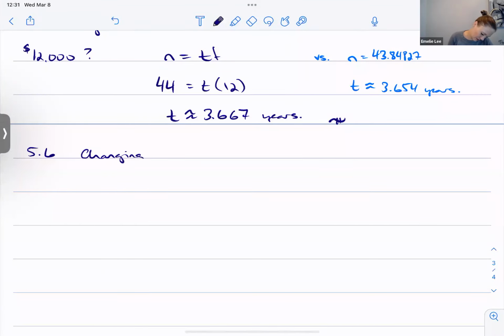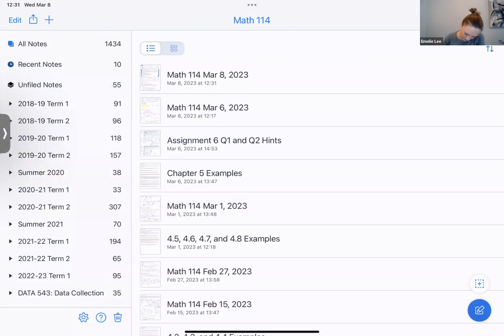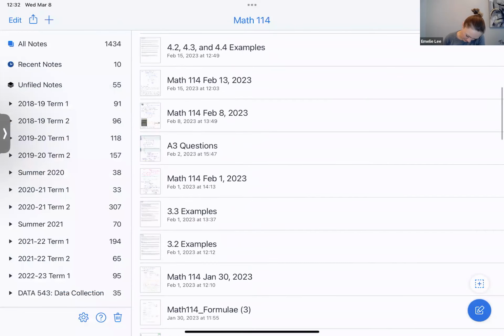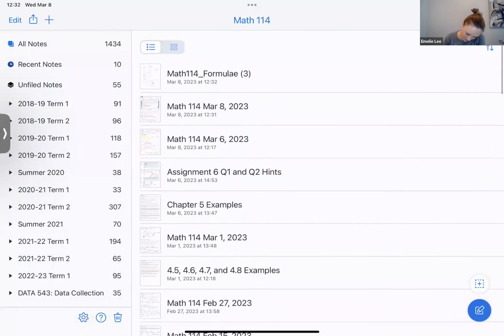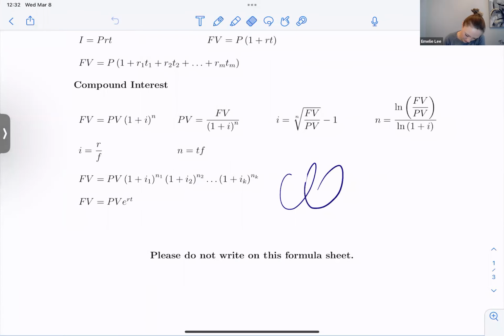Two more sections. Like I said, there are these kind of two rogue concepts that we need to cover in chapter 5. So changing interest rates. We've seen that before, right? We've seen changing interest rates for simple interest problems, and now we're going to have it for compound interest problems. And let me just bump up the formula sheet so it's at the top so I don't have to scroll around so much.